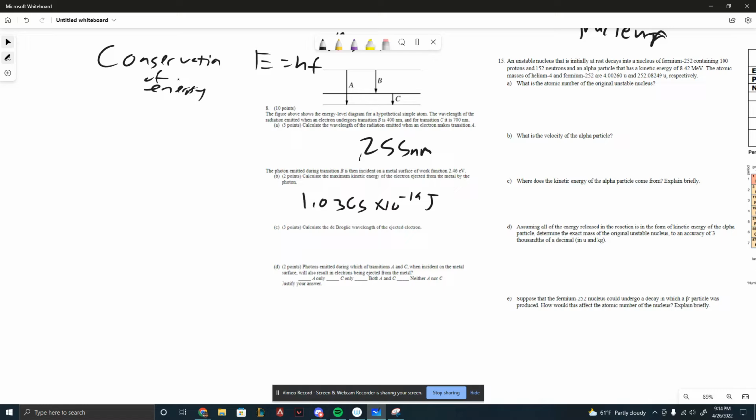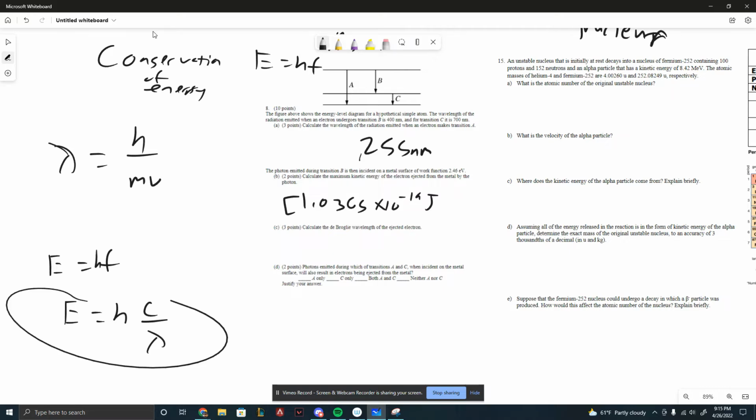Now we're going to go to part C. Calculate the de Broglie wavelength of the ejected electron. If you remember, the de Broglie wavelength is wavelength equal to h over momentum, or in other words, h over mv. You might be tempted right now to tweak some formulas, use the energy, and get it in terms of lambda. That would look like E equals hf, turn that into hc over lambda, and then solve this for lambda and plug that in.